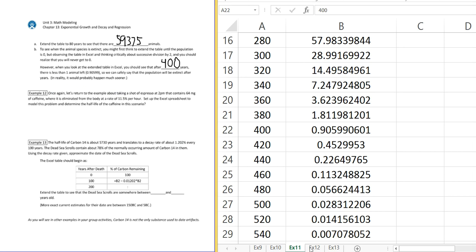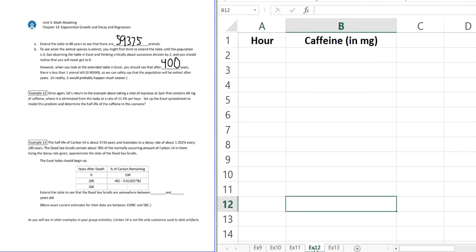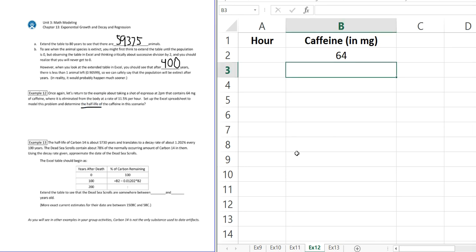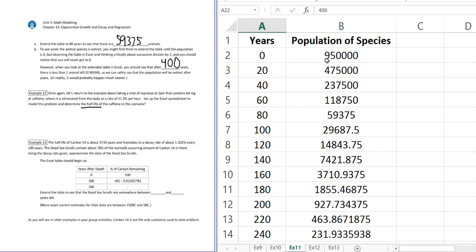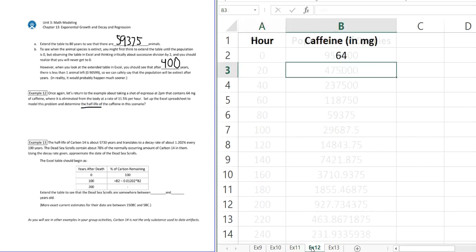All right, so number 12, we're going to return to an example of having a shot of espresso with 64 milligrams of caffeine. And this time I'm asking the question, so it's a little different than what we've done before. Here, we're told that it's eliminated, in this case at a rate of 11.5% per hour. And here I want us to determine the half-life. So unlike example 11, where I gave the half-life and we answered some questions, here we're going to start with a typical model like we did in previous sections, and we're going to determine the half-life.